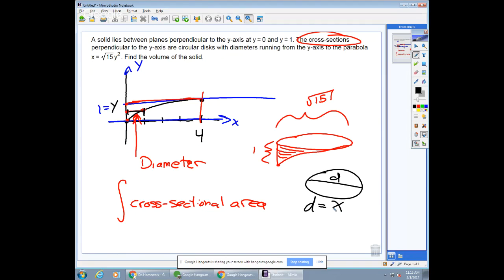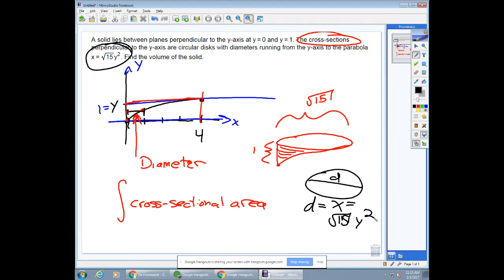So some function of x. And we are told x is equal to that right there. So if we're starting at x equals 0 and going up to that number, then that means that expression right there are our cross-sectional distances. So that would be the square root of 15 times y squared.